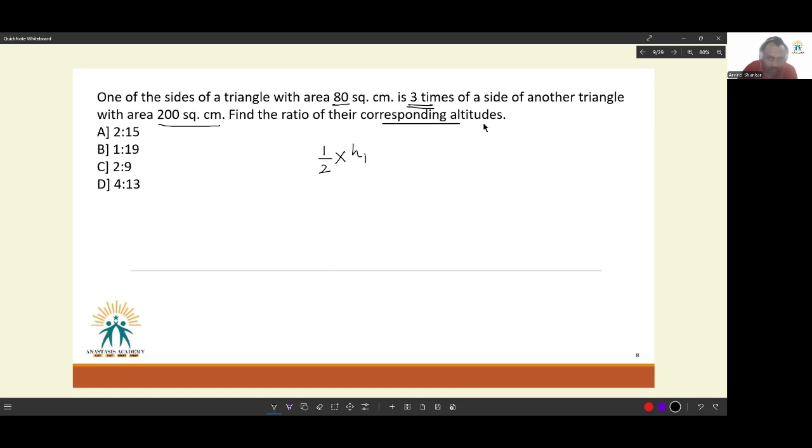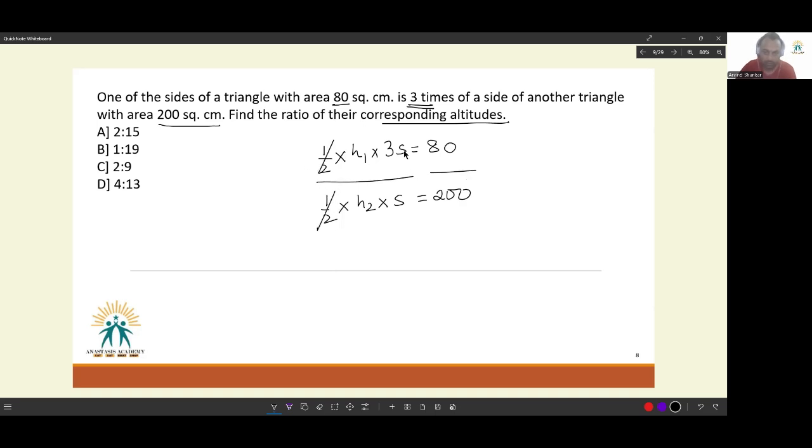Finally, we need the ratio of the corresponding altitudes. Half into H1 into 3 times the side is equal to 80. And for the other triangle, it is half into H2 into S is equal to 200. I finally only need H1 by H2. I need the ratio of H1 by H2. So I can divide these two equations.